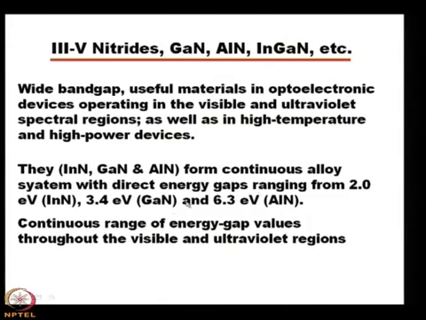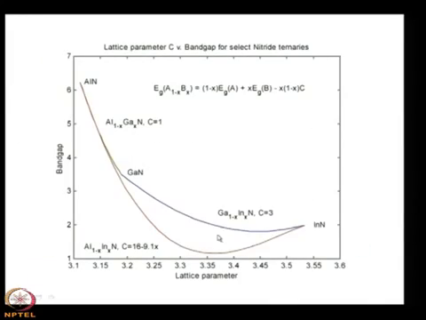So, what are these? These are basically three nitrides with three different band gaps. Indium nitride's band gap is 2 electron volt, gallium nitride is 3.4 electron volt and aluminum nitride is 6.3 electron volt, and so one can continuously vary the energy gap values of the alloys made from all these three or any two of them throughout the visible and ultraviolet region. That will be apparent from this diagram.